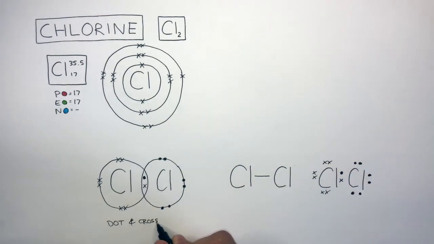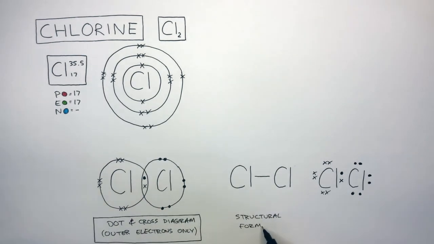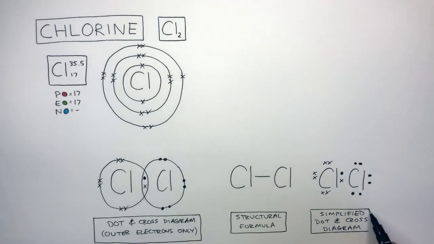So this is the dot and cross diagram showing the outer electrons only. This is the structural formula, which is the most basic way of displaying a simple covalent substance. And this is the simplified dot and cross diagram without the shells.